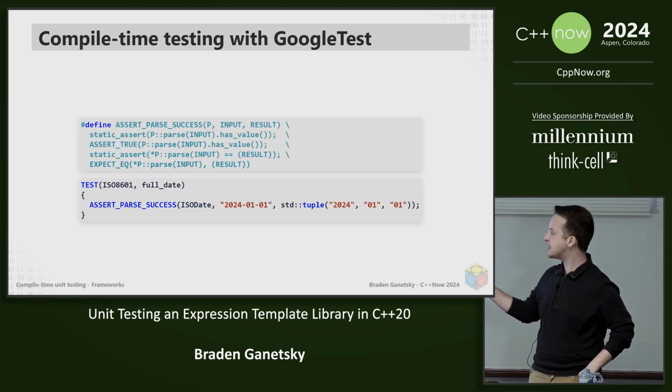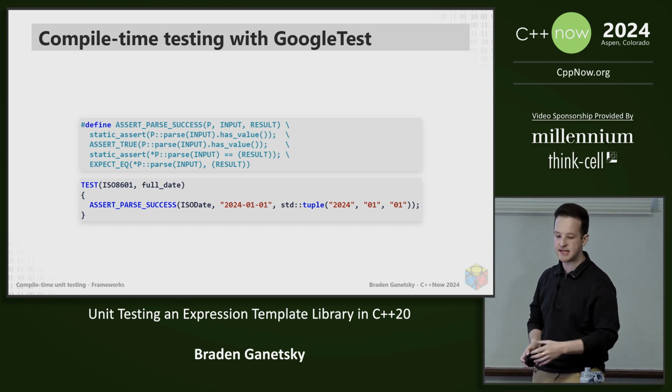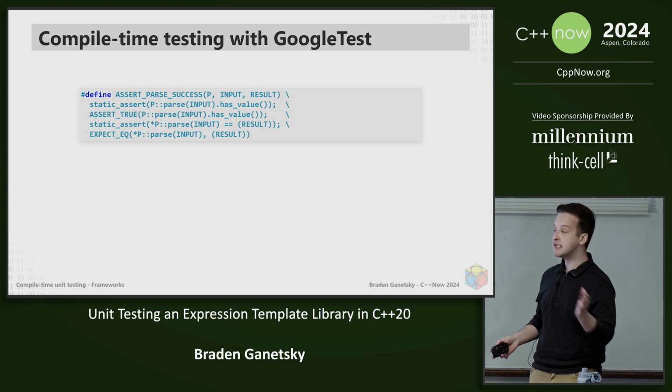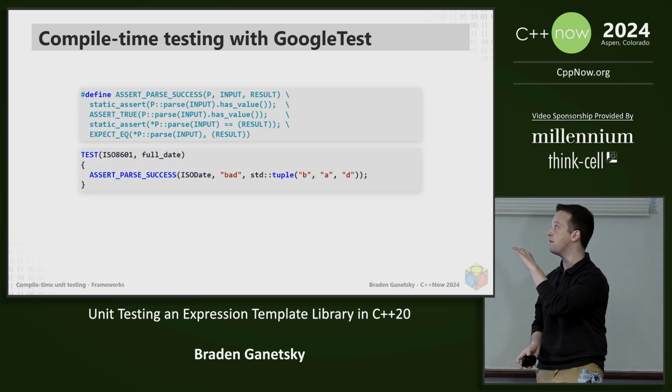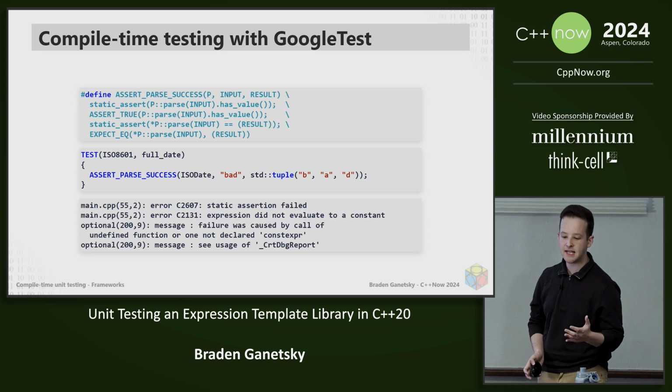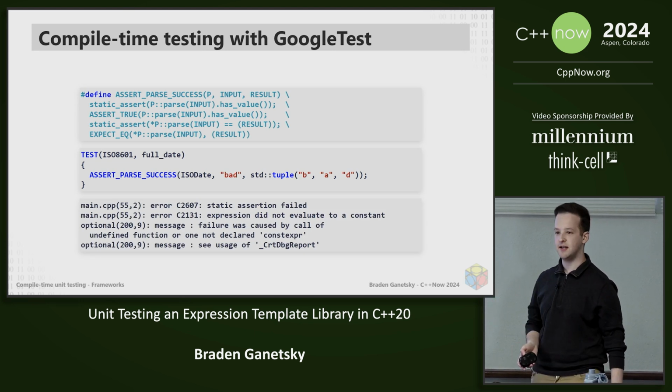So now for this test, I can just assert that this parses successfully. So I give it the input, I give it the expected result, and it works. And now with the same setup, let's try to give it bad. So it's going to fail the first static assert, and what it tells me is static assertion failed, expression did not evaluate to a constant. Which, it doesn't tell me which static assert is failing.